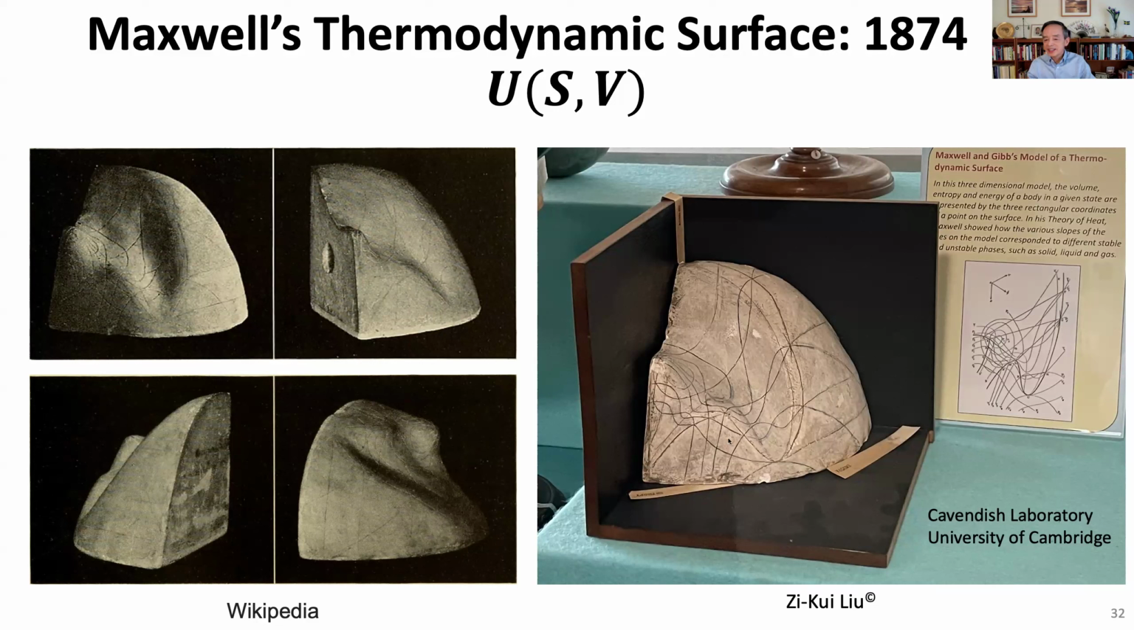It's amazing. And this is a drawing Maxwell made on the 3-dimensional surface of this model. As you can see, the lines are drawn on this model. Think about it, it's 1874. That's 150 years ago. And this very nice energy surface, I call it an energy landscape. Of course, that's the internal energy.